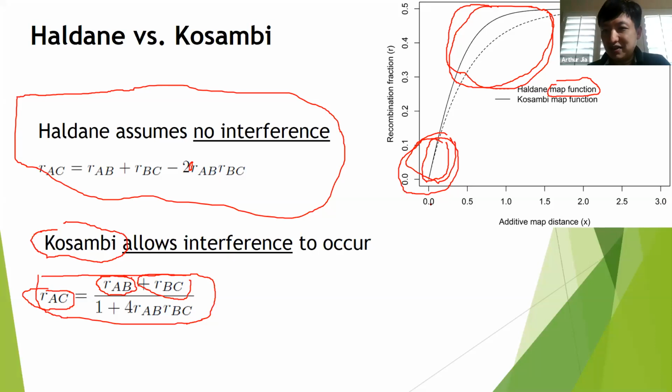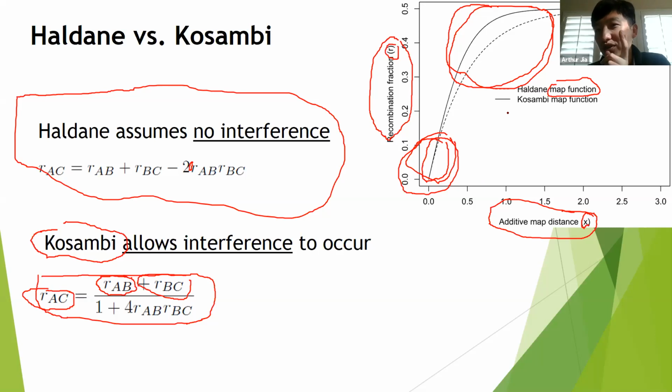So the map function here is a function that tries to find the relationship between X and R. X and R are two measures for the genetic mapping distance. However, X is an additive one and R is a non-additive one. So we use the map function to describe the relationship between these two, right?